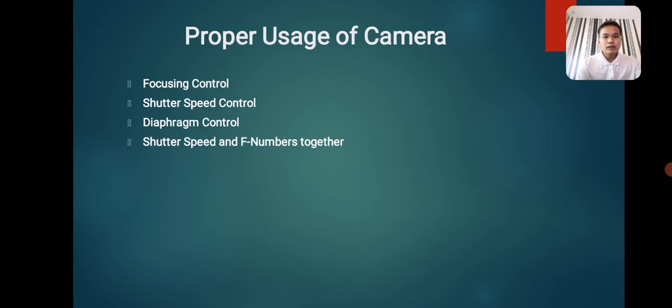Shutter speed and F numbers together. In order to prevent light from entering a camera until ready to take a photograph, it must have a shutter of some sort over the lens, which may be opened and closed for the exposure.